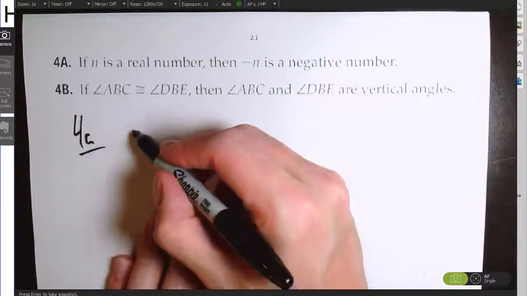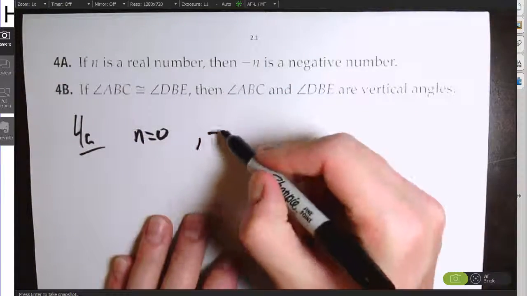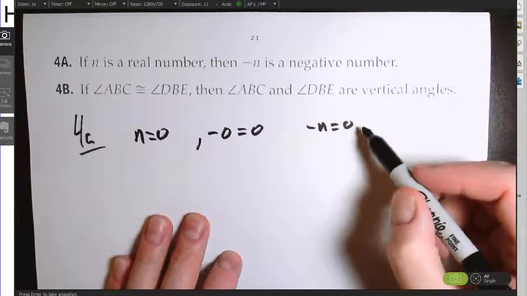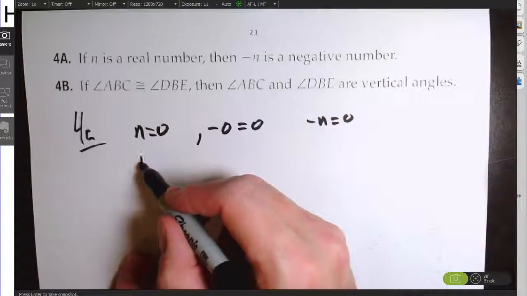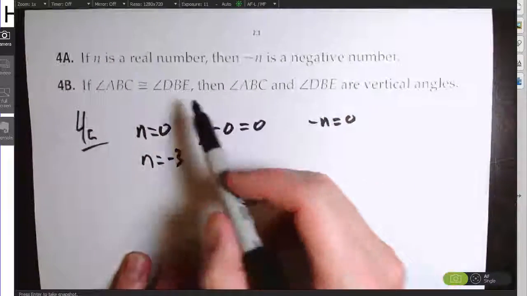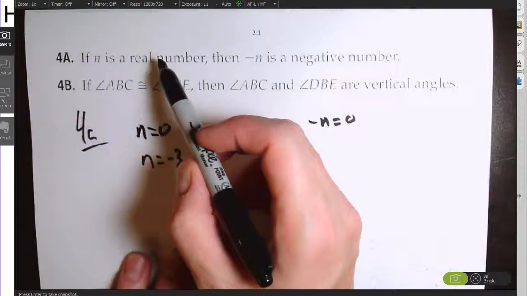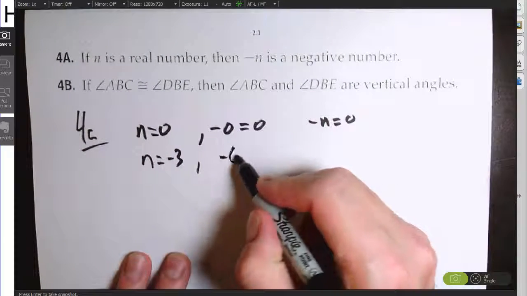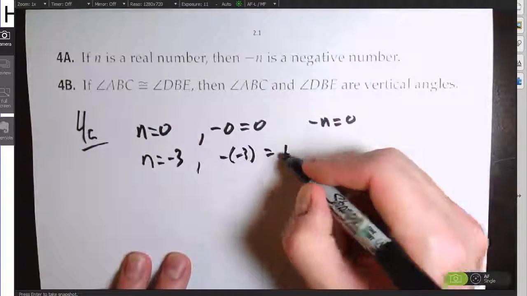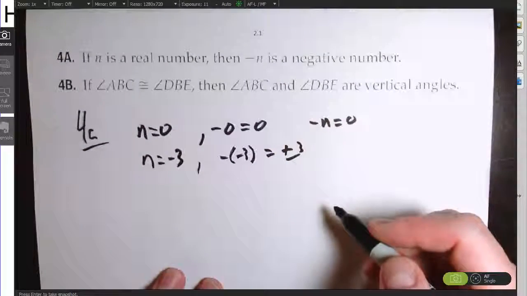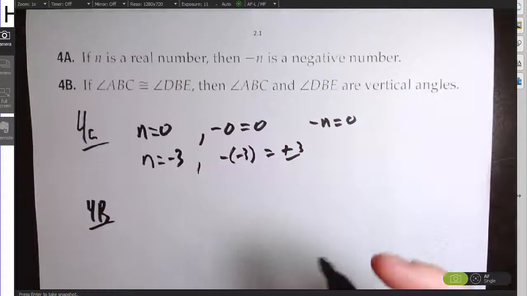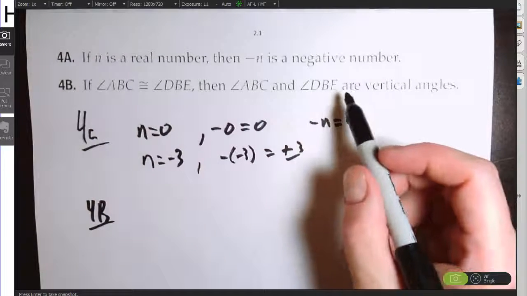One is if you let n equal 0, the opposite of 0 is still 0. So negative n would be 0, which is not negative. Another one is this, if you let the number be negative, so let's say we're going to let n be -3, which is a real number, because real number is any number we've used. The opposite of -3, which is what we're looking for here, is +3. That is not negative.